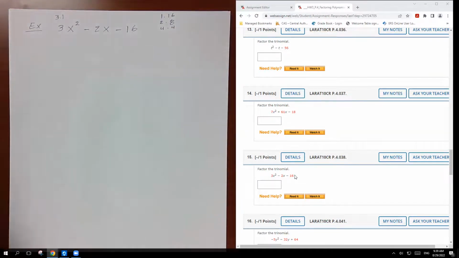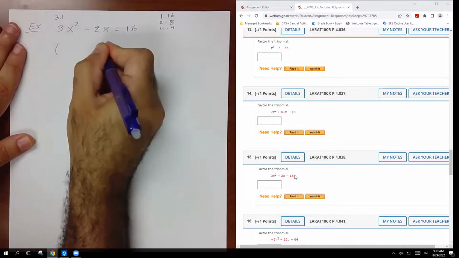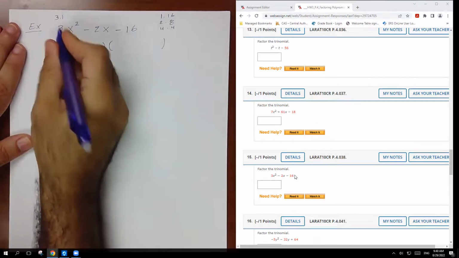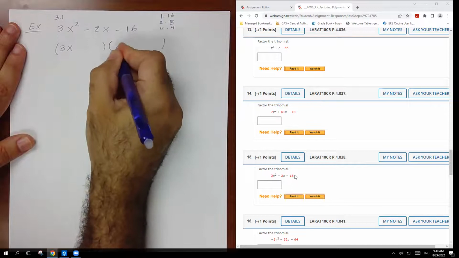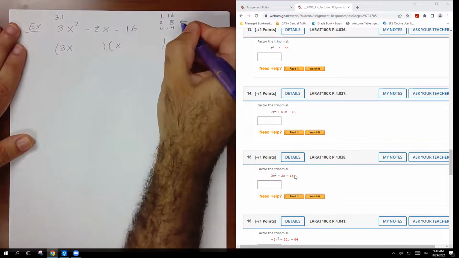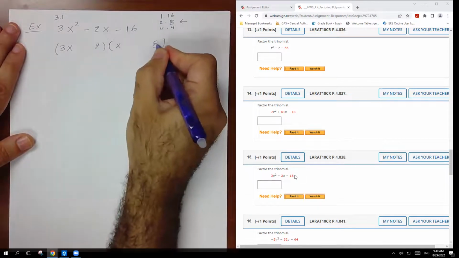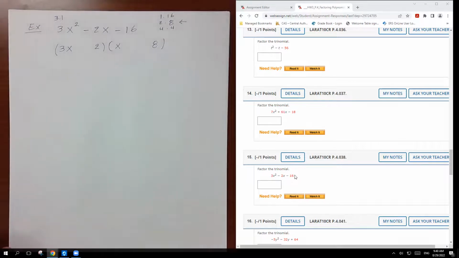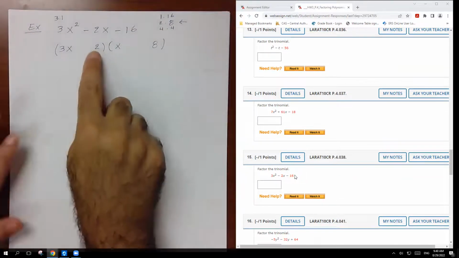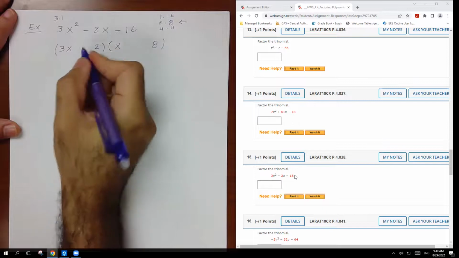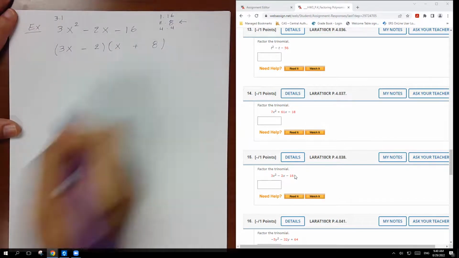So now we're going to open 2 parentheses. If 3x here, I'm going to put x here. I'm going to use this option. I'm going to put 2 here and 8 here. And let's check that. If it's not going to work, I'm going to switch these two. If it's still not going to work, I'm going to go ahead to the other option. So now I put 2 here and 8 here. For the sign, I'm going to put minus here and plus here.